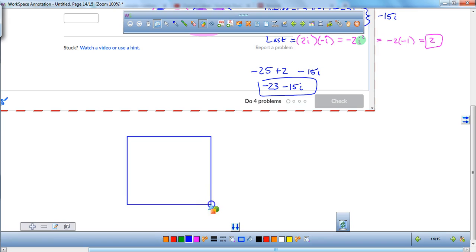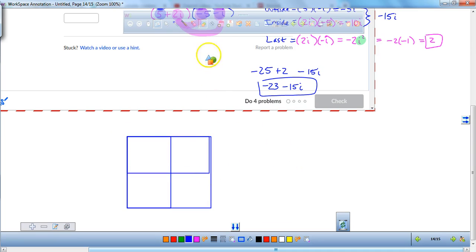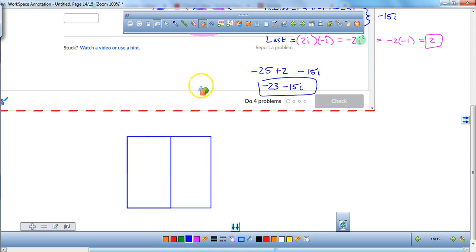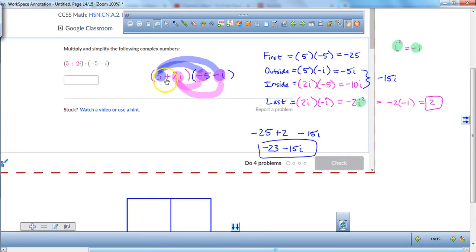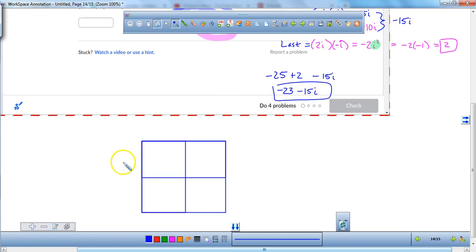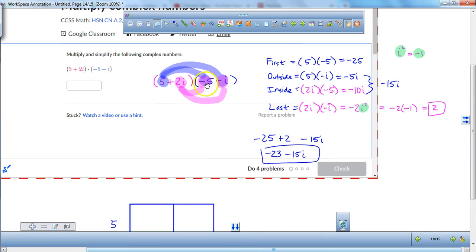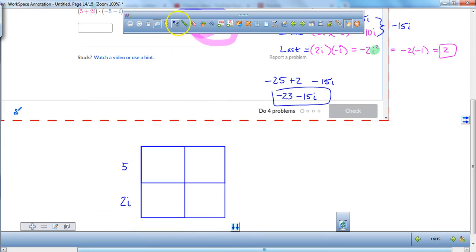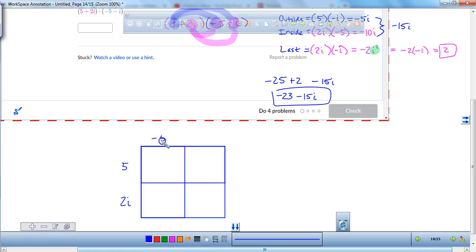We could make a little box, make an array. You could do this in your journal if you want. So that'll look a little bit better here. All right, let's make a little array right here. And what we're going to do is make our array out of 5 plus 2i. So right here I'm going to write 5 and a 2i. And then over here I'm going to put negative 5 and negative i. And what this is going to represent is the products right here.